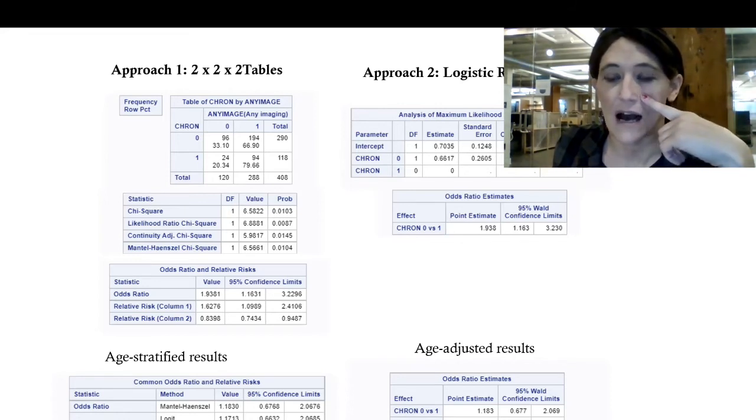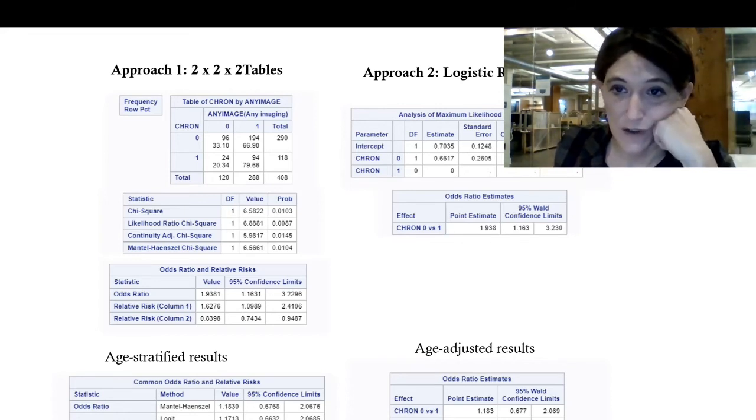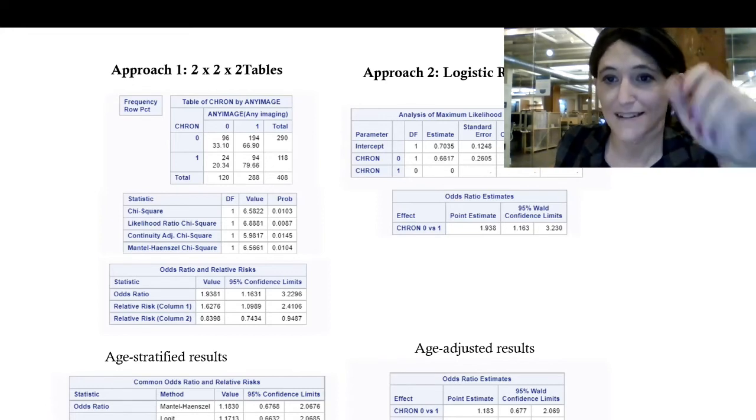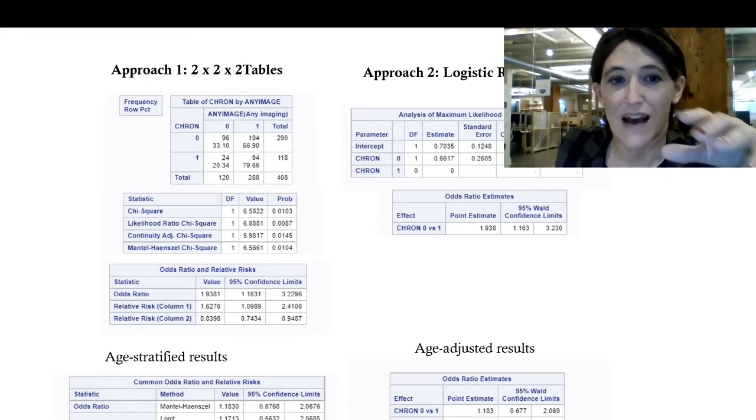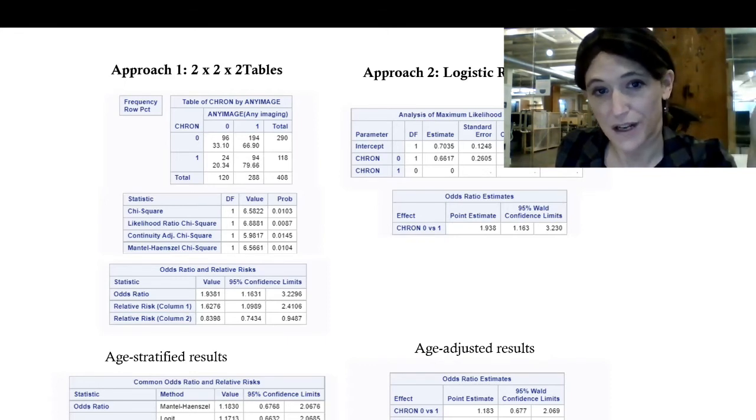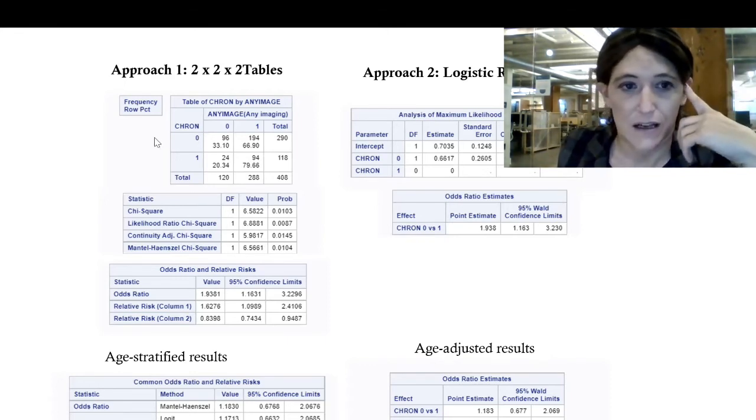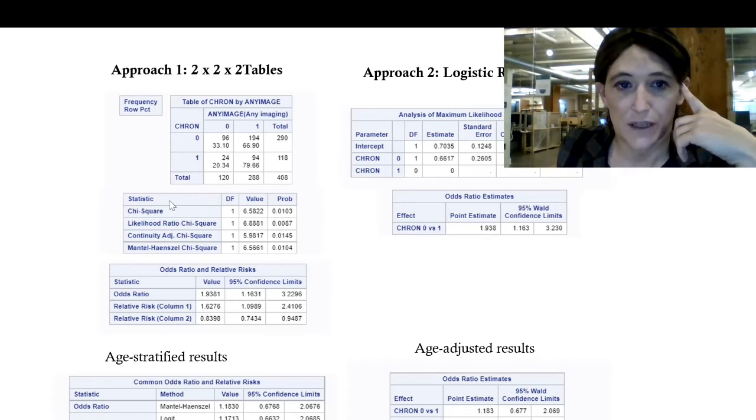Imaging, and I am looking at the association between having any chronic disease, so cardiovascular disease, asthma, anything, if that predicts whether someone gets imaging or not, okay? And so what I have here, this is the 2 by 2 approach.